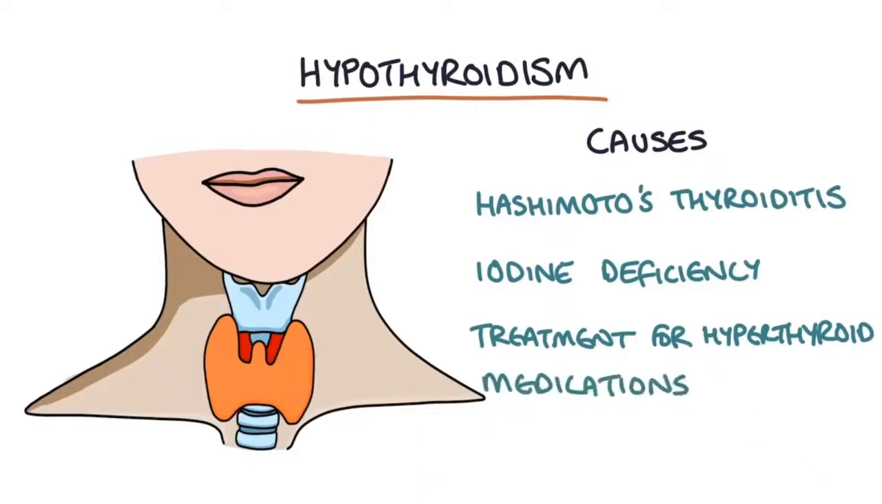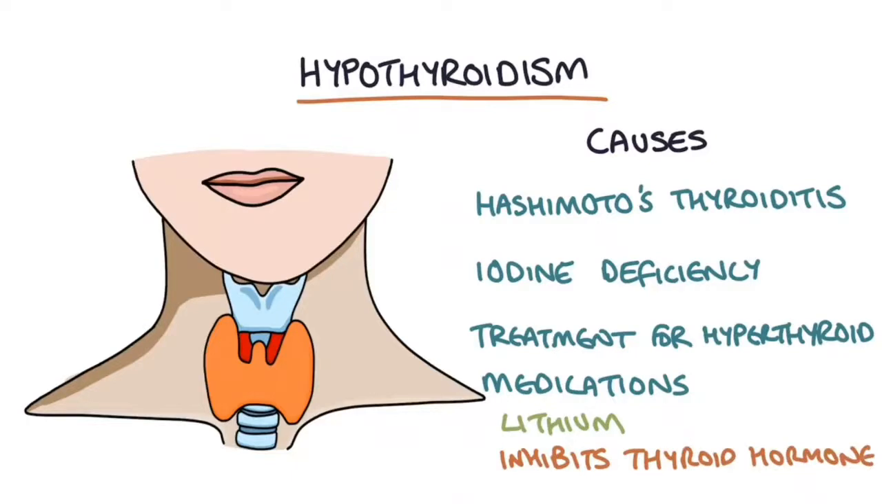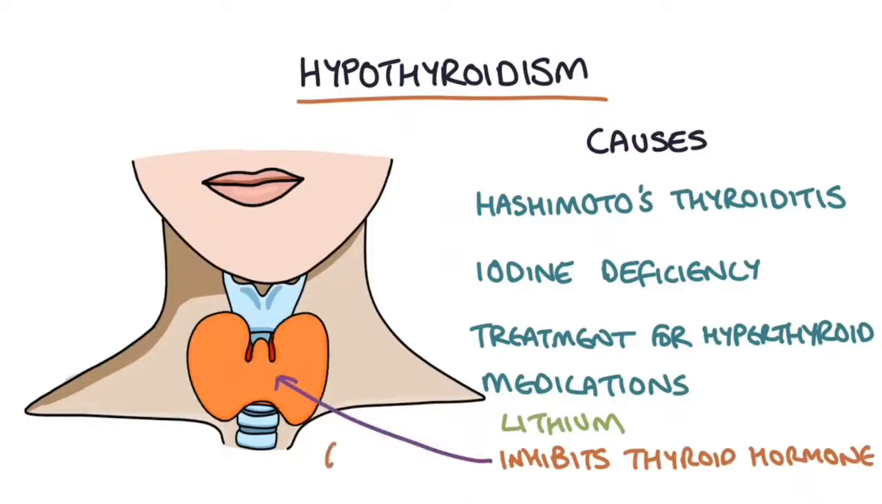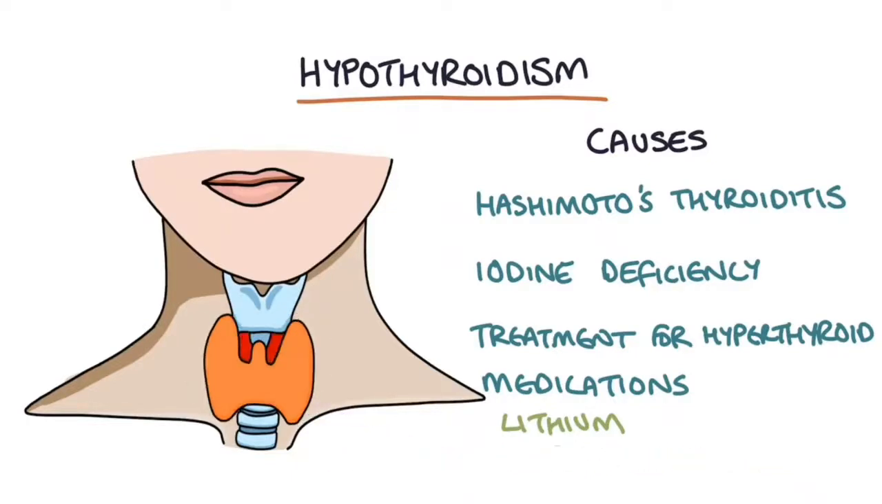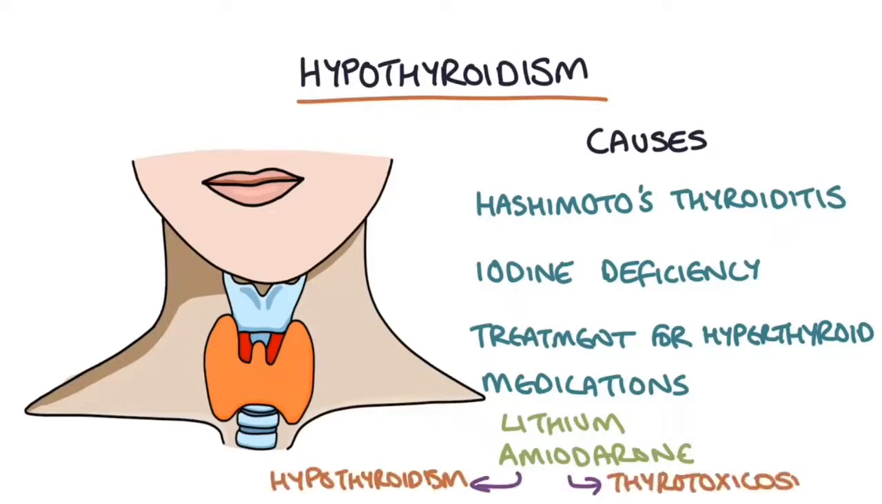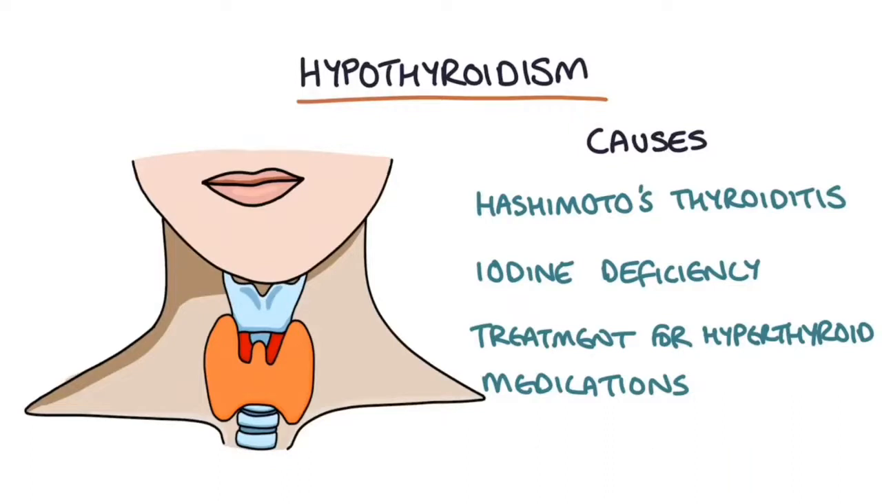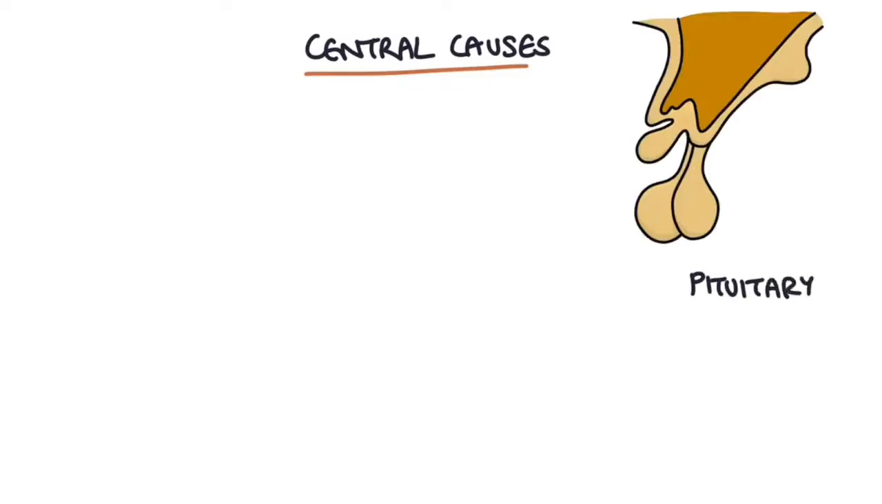There are also medications that can cause hypothyroidism. Lithium inhibits the production of thyroid hormones in the thyroid gland, and so can cause a goiter and hypothyroidism. Amiodarone interferes with the thyroid hormone production and metabolism, and usually it causes a hypothyroidism, but it can also cause a thyrotoxicosis.